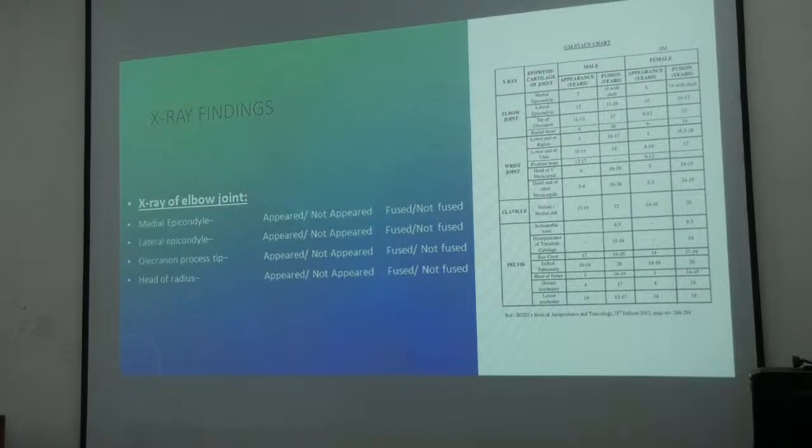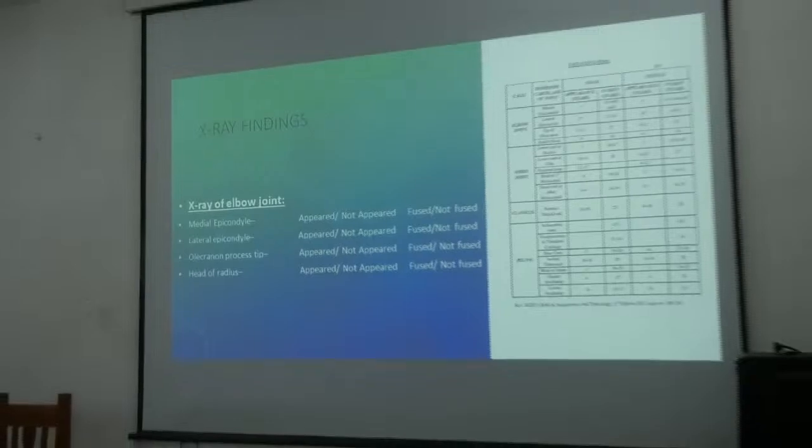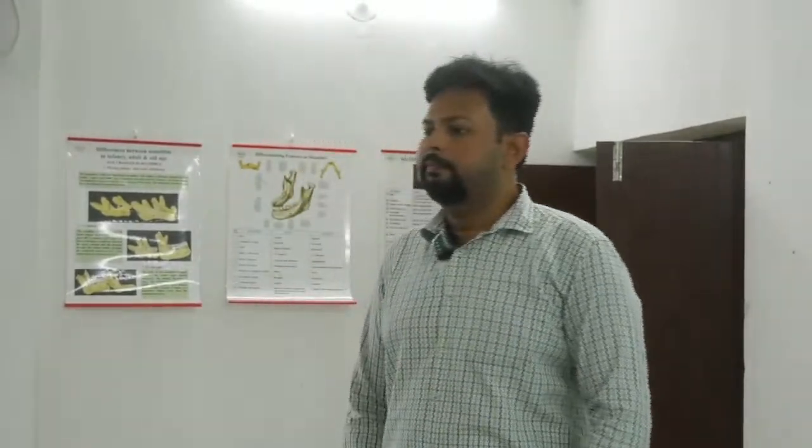So this thing should be correlated with the chart. On the right hand side you can see that is the Gallstone chart. The Gallstone chart is important because it is for the Bengali population.